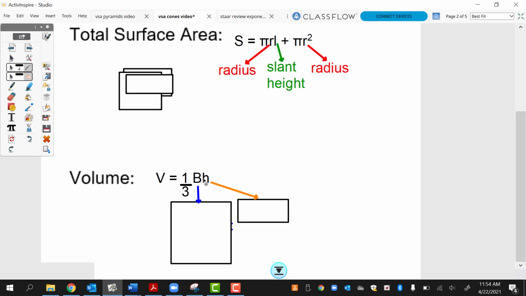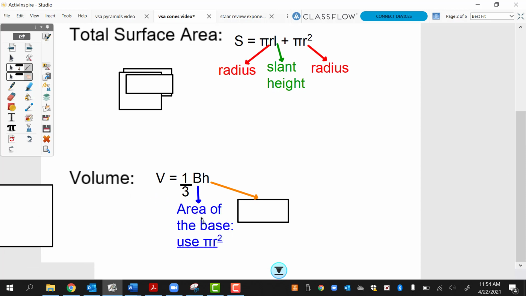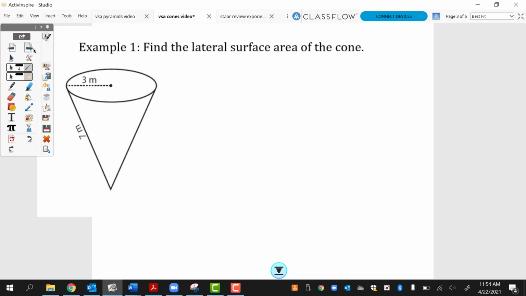And then volume is 1/3 big B times H. Now we have talked about big B. We know that's the area of the base. And since our base is always a circle, we're going to use pi R squared for big B. And then H is the regular height of the cone, not the slant height. Again, do not get them confused. And yes, there is a 1/3 in the front. So let's do some examples.